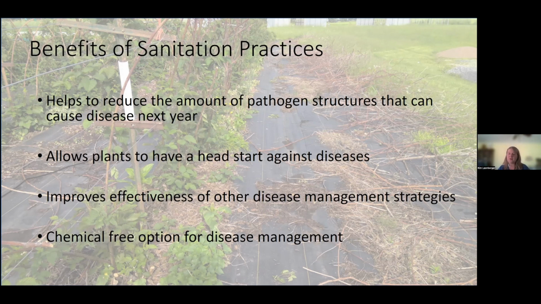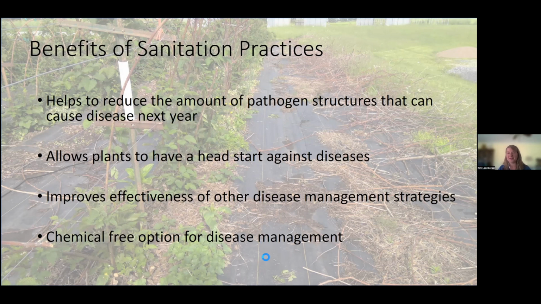Sanitation can improve the effectiveness of other disease management strategies. So when we talk about other things that we're going to do to try to manage disease issues, taking out all this extra plant debris, taking out fruit that are infected, and just cleaning up gives those other disease management strategies a better chance to work, and to make sure that then we can also layer things to do our disease management. And this is also a chemical-free option for disease management. So it just takes a little bit of work, no chemicals involved.